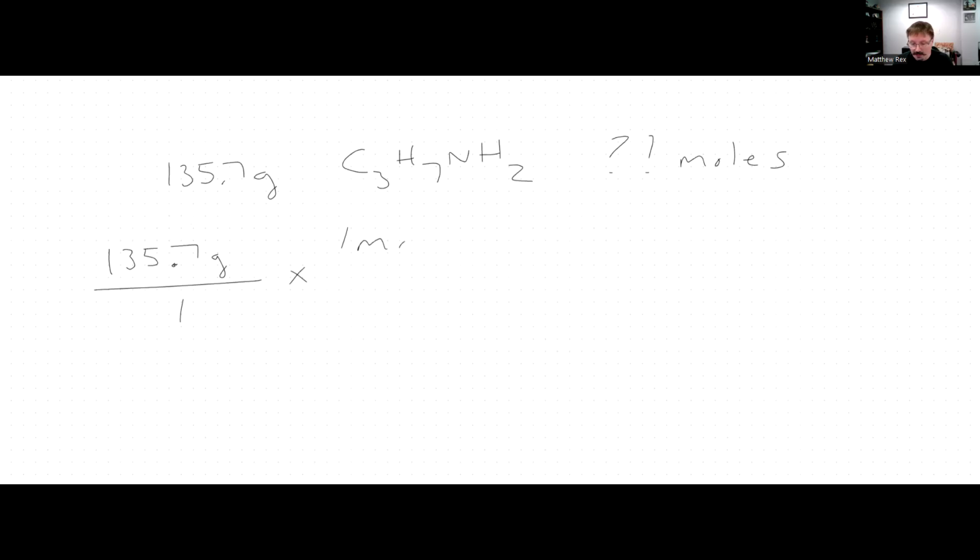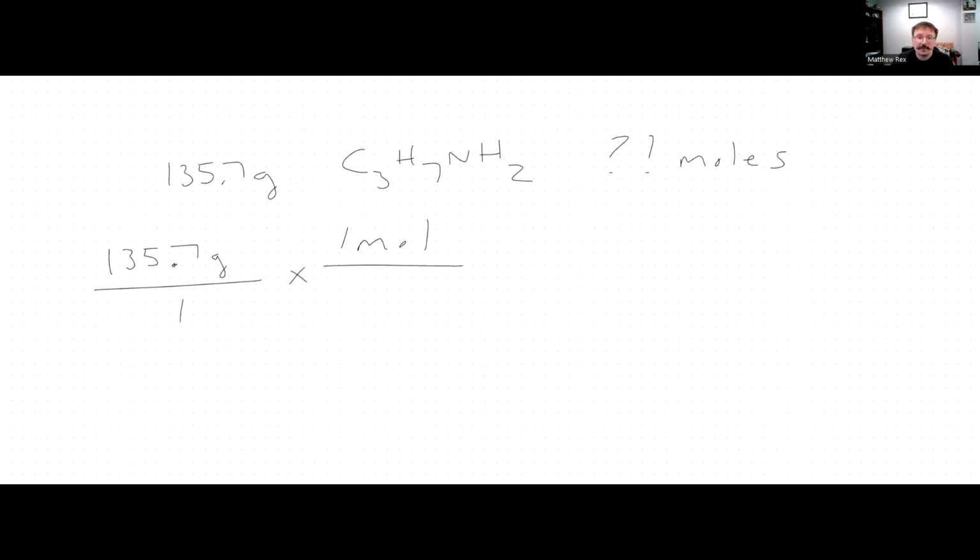Right, for this one, we have 135.7 grams of this C3H7NH2, and we want to know how many moles is that. So you may have a different value in terms of your mass, depending on what version you have. But again, either way, we're going to set it up. We need to divide by the molar mass of that C3H7NH2. So similar to what we did in an earlier problem, I'm going to figure out the individual mass of carbon, hydrogen, nitrogen, multiply them by the number of those that we have.